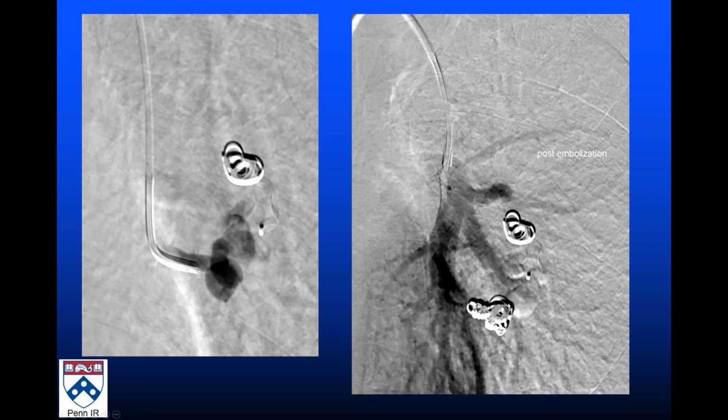This is actually a complex PAVM. So here's the feeder that we treated before. Now there's another feeder coming in from below. Same thing there. We put a plug in conjunction with some coils. And then when we inject here, we can see that there's no filling of this sac right here. So this is a very good and very successful result.